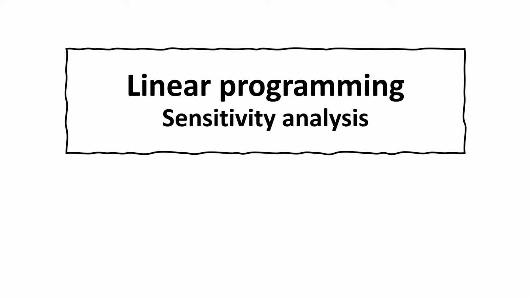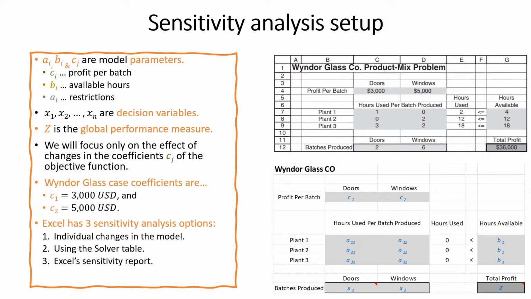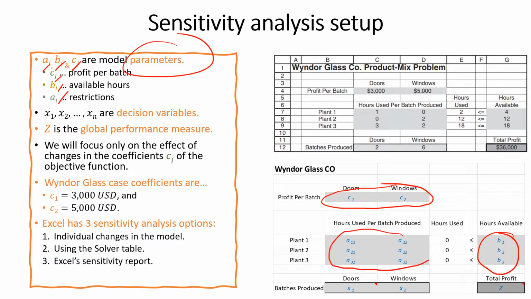In this video, we'll see what the sensitivity analysis is about. Before we go over the sensitivity analysis, let's remember the variables we use in the Winterglass company case. We use parameters with the letters A, B, and C: C for the profit, B for the available hours, and A for the restrictions. This is C, profits per batch, B, available hours, and parameters with letter A are restrictions.